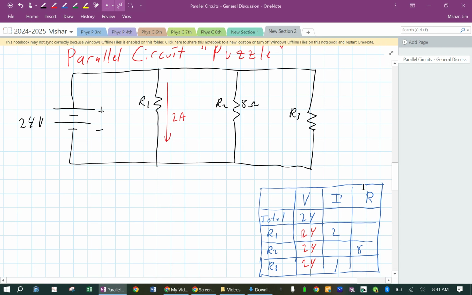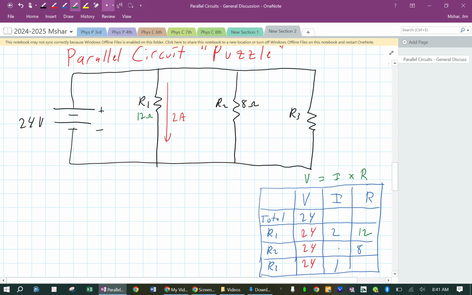Okay. Now, the way this chart is written out, it's written as Ohm's law: V equals I times R. So if you know any two in the row, you know the third. So for instance, looking at R1 here, 24 equals 2 times what? Well, that has to be 12. So R1 has to be 12 ohms, okay?